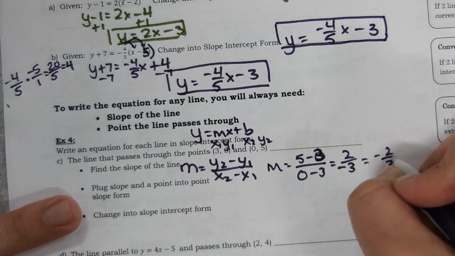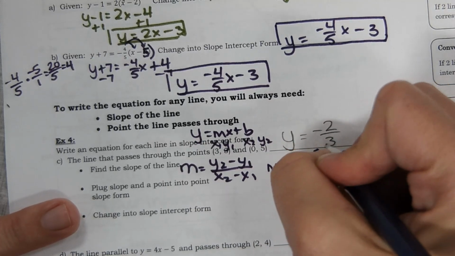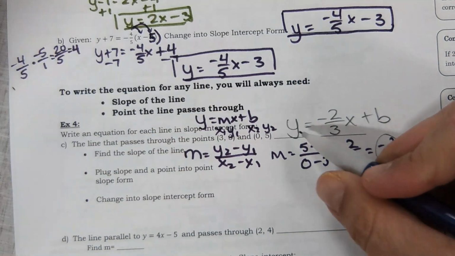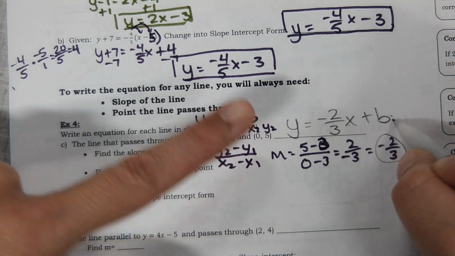So this is our slope. So y equals negative 2/3 x plus b. We're getting there. At this point, you could narrow down answer choices if it's multiple choice. And now we need to find the y-intercept.